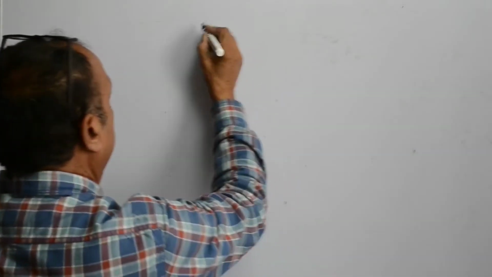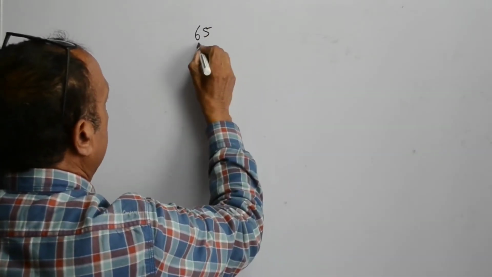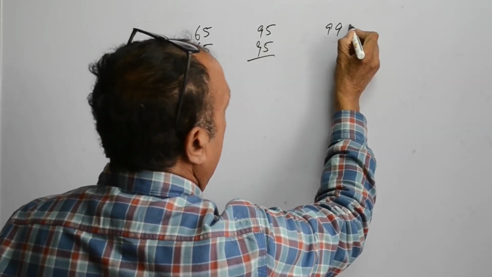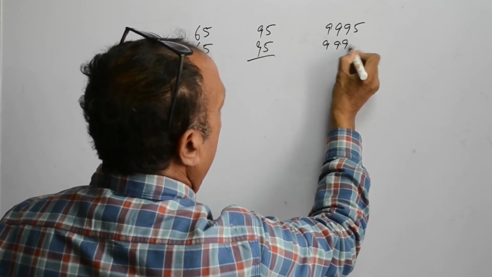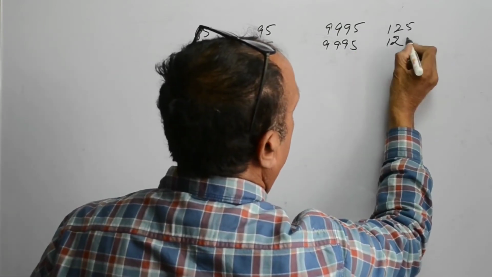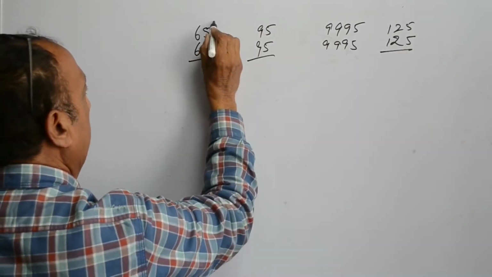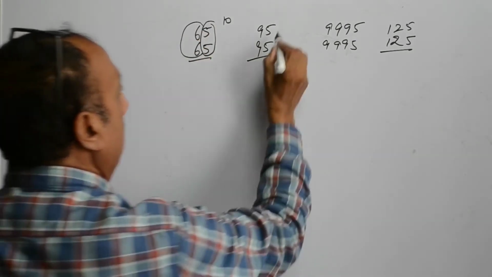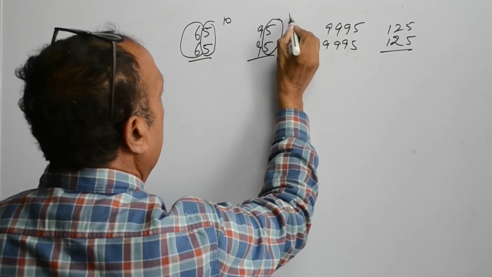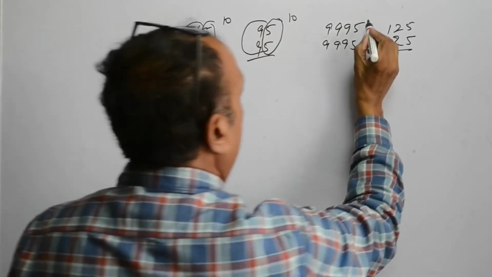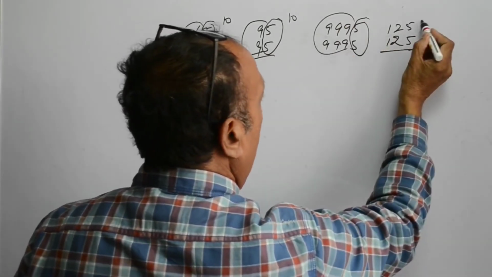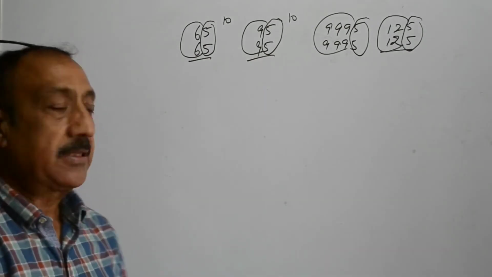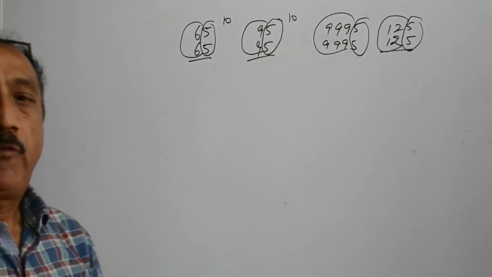In the previous video, when we were taking the square of 65, we were multiplying 65 by 65, 95 by 95, 995 by 995, 125 by 125. So there was a pattern. The right hand side digits total was 10 and the left hand side was common. Total 10 and common. So if this pattern occurs anywhere else, we can use the same method to find out the multiplication.